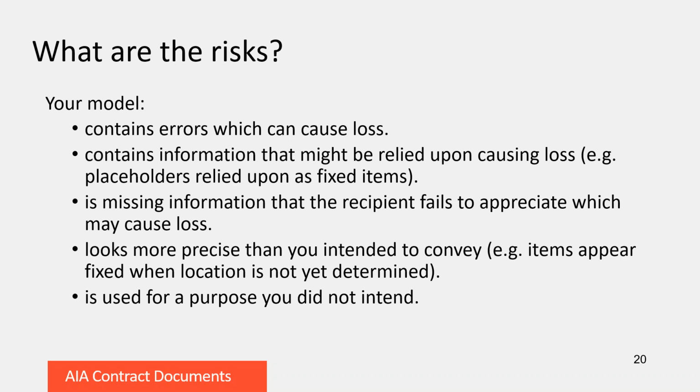Does the model contain information that might be relied upon causing loss? Well, yes, obviously it does. But some of the unique things that models sometimes give rise to are, for example, it's not uncommon during the process of modeling to put placeholders in, for example, where windows or doors might be. These are just placeholders. They're not really intended to convey the actual shape of the door or the location of the door.